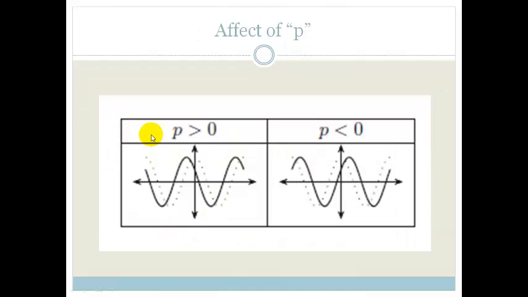So the effect of p is this. If your p is greater than 0, in other words it's positive, then what happens? It moves the graph over to the left. The dotted one is the original, and it's moved over to the left. Whereas if p is smaller than 0, in other words a negative number, like minus 40 for example, what does it do? It moves it over to the right. So here was your original, and it moves over to the right.